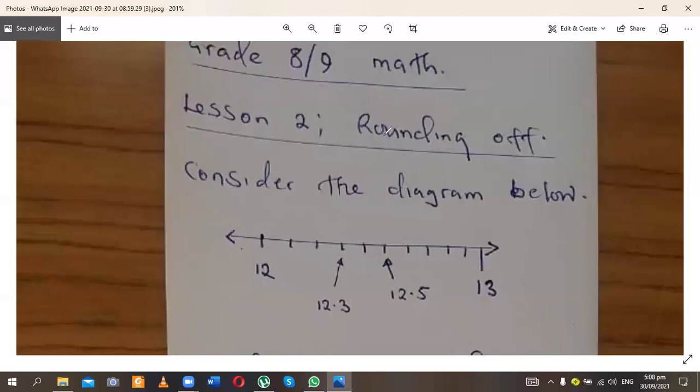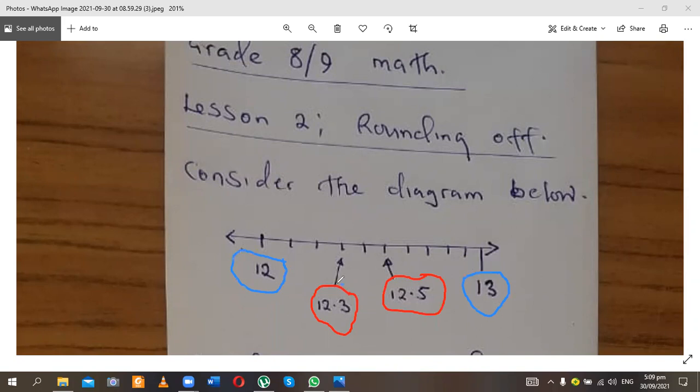So like here, they have given us two numbers: 12.3 and 12.5. And then they ask us to round off these numbers to the nearest whole number. How do we go about it? Remember, these numbers that we have been given, 12.3 and 12.5, are falling in between these two whole numbers, 12 and 13. So when they say we round them off to the nearest whole numbers, we are going to ask ourselves, where are these numbers nearer to?